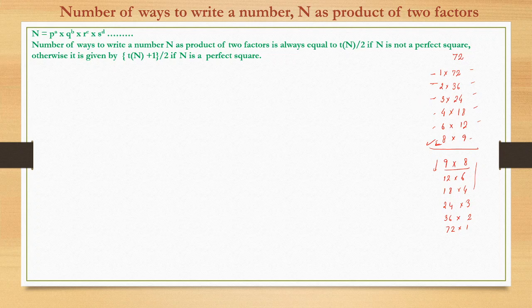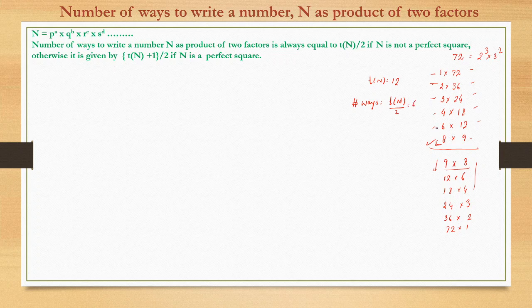Do we not see that 6 happens to be related to the total number of factors of this number, Tn? We can write 72 as 2 cube into 3 square. So Tn would be (3 plus 1) into (2 plus 1), which is 4 into 3, 12. It's the same as what we got by counting manually. So the number of ways would be Tn by 2, which is 6, and 6 ways we got.